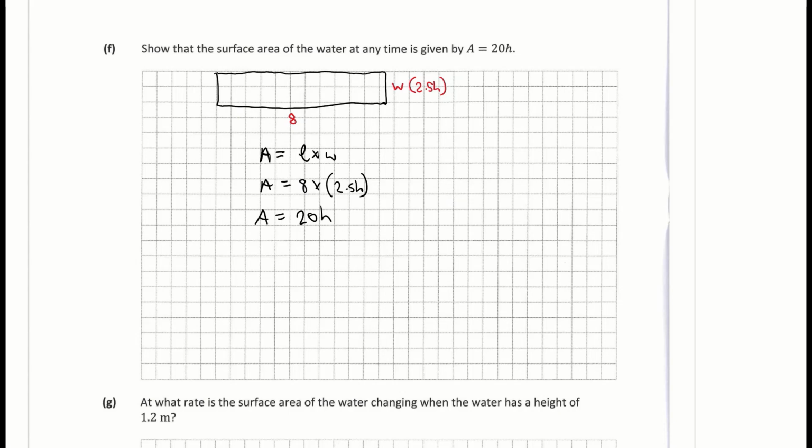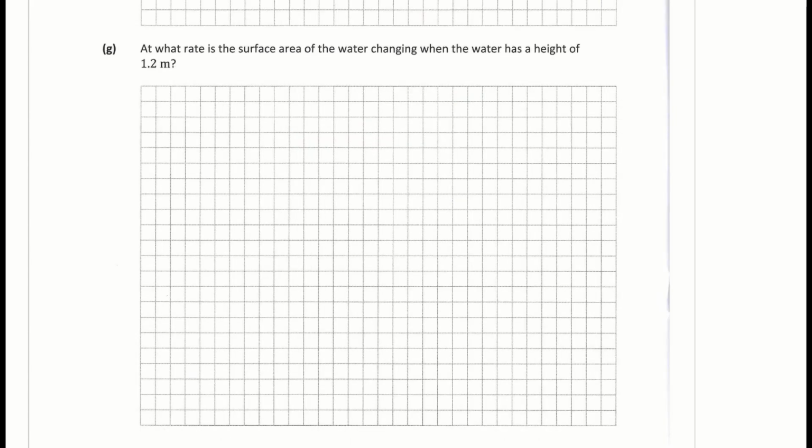Coming down now to the final part, part G. It's another rate of change question. At what rate is the surface area of water changing when the water has a height of 1.2 meters? So once again, I'm going to put down my rate of change as I know it. I have the general case as dy/dx, which is equal to dy over the unknown times the d unknown over my dx. Okay, so that's again just our rule for rate of change.